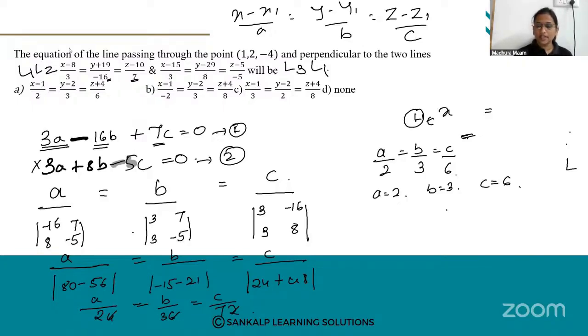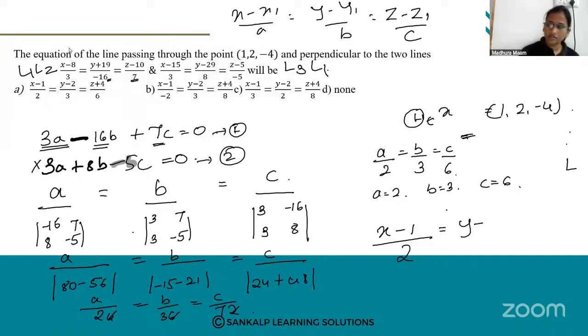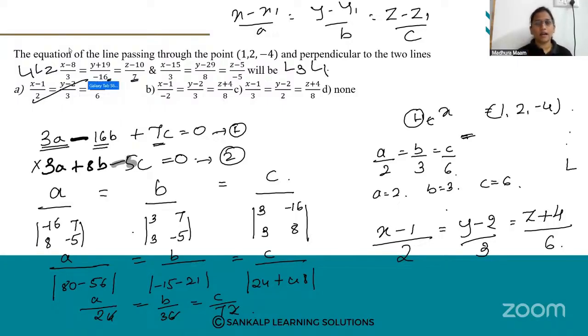ಹಾಗಾದ್ರೆ ಪಾಯಿಂಟ್ ಏನಿದೆಯಪ್ಪ, 1 2 minus 4. So now your equation is x minus x1. What is x1? 1. Value of a is 2. Y minus y1. What is y1? 2. And value of b is 3. Z minus z1. What is z1? Minus 4. So minus of minus is plus and the value of c is 6. And this should be your final answer. Okay. ಈ ತರ ಯಾವ ಆಪ್ಷನ್ ಅಲ್ಲಿ ಇದೆ? Option A is your correct answer.